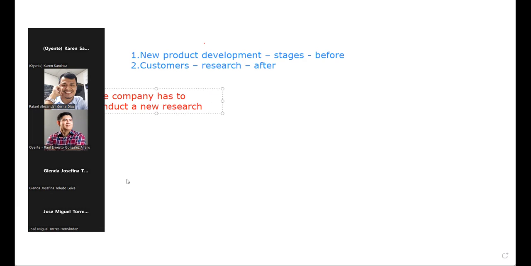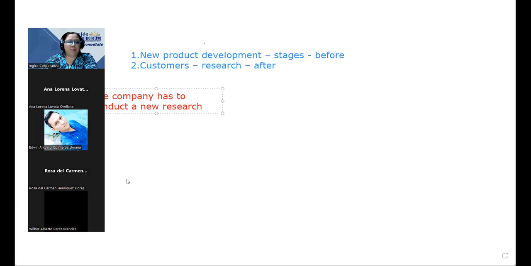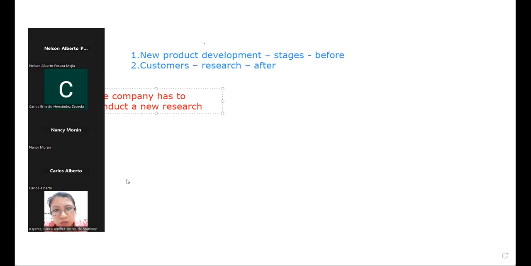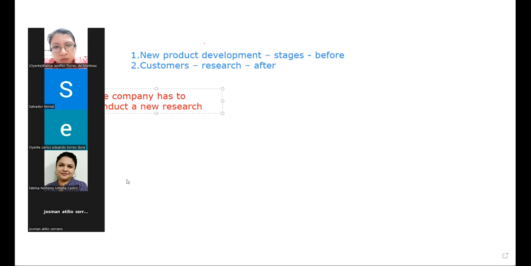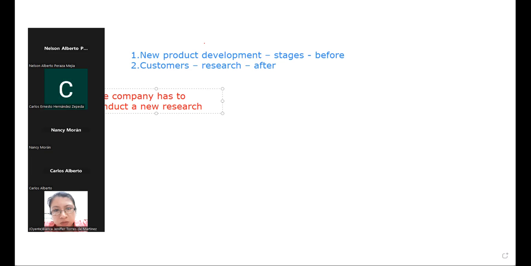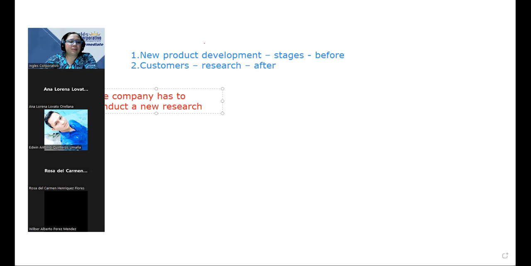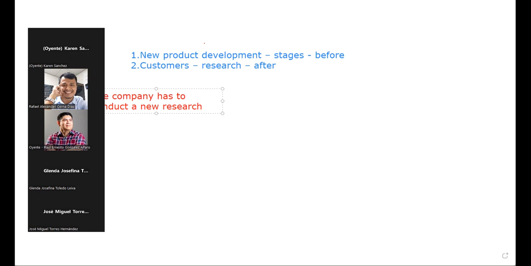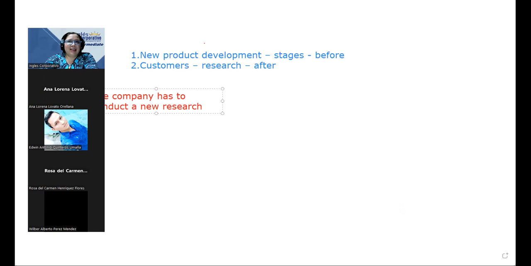A ver, Salvador, aquí lo necesitamos. Here we need your examples. Rosa, también participando. Fátima, bienvenida a participar. Vamos, Nancy. Siempre se me corta cuando, creo que es cuando se mueven los cuadritos en la pantalla. Yo creo que es cuando le da con la barra espaciadora a veces. Ajá. Al darle la barra, se va.